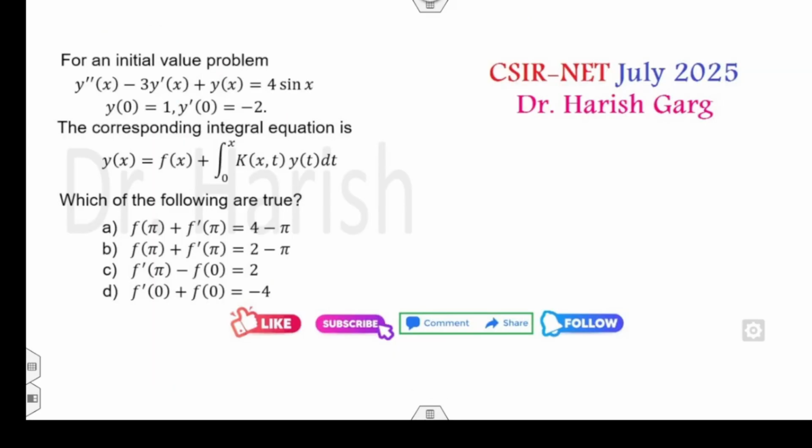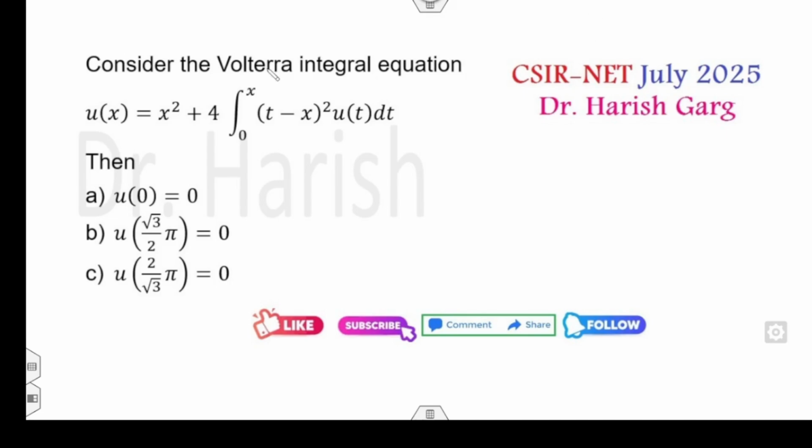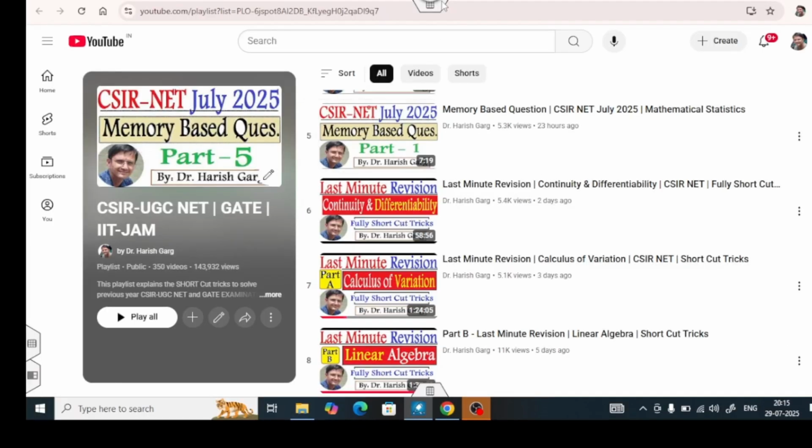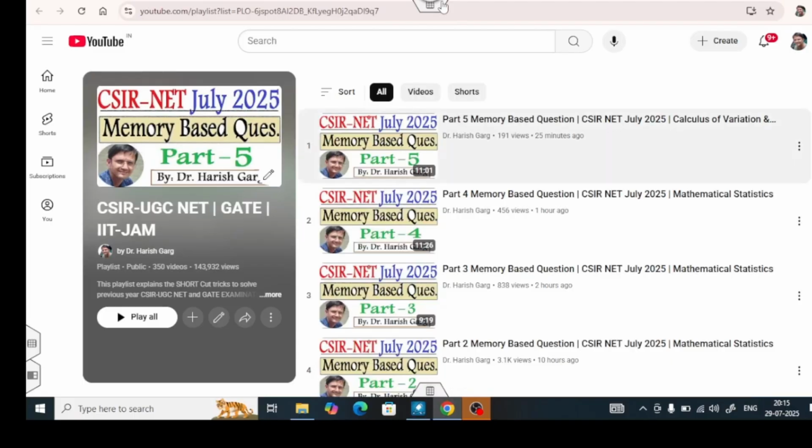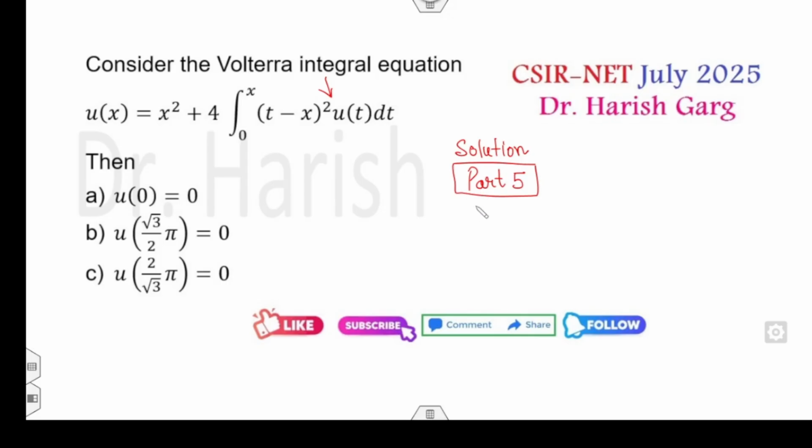Now you can see in this lecture we will discuss two questions. One is related to initial value problems converted into the integral equation, and the second question is related to the Volterra equations. For finding the solution of this problem, I already uploaded part 5, where I discussed the solution of this problem. For more details, you can watch part 5, memory based questions, calculus of variation and the integral equation. You can find the solution of this problem in this lecture.